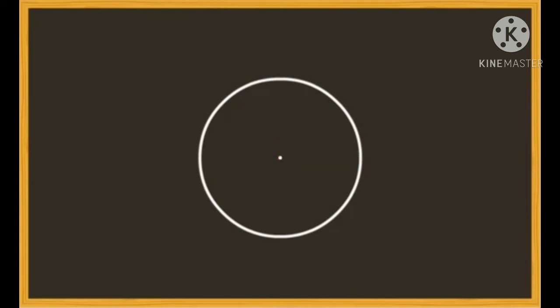A line segment that joins 2 points on a circle is called its chord. As you see, chord can be of different length. Can you guess which is the longest chord? It is the one which passes through the center of the circle. And the chord which passes through the center of the circle is called diameter. Any part of a circle is called an arc. The boundary of the circle is called the circumference.